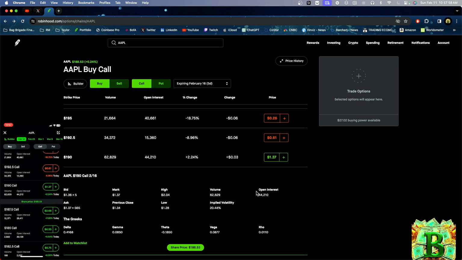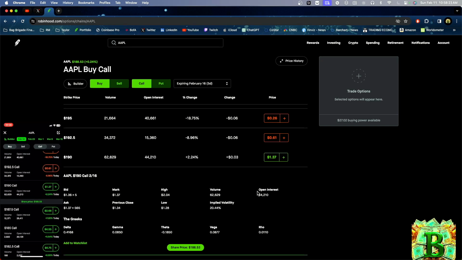Now that price will change when the market opens up on Monday, depending on where Apple opens up. It could be higher or lower. I'm not sure, but that's just to give you a good rundown. And I'm sure most of you already know this. So the 190 call means you have the right to buy 100 shares of Apple at $190 a share.